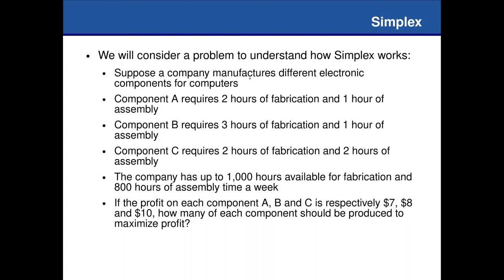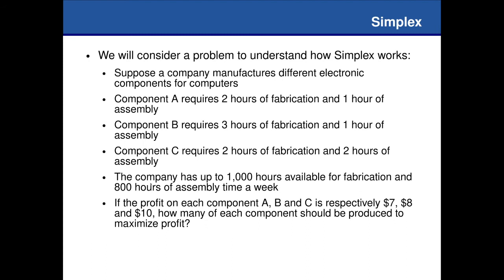We have a company that manufactures different electronic components. Could be for computers or for whatever. Consider we have components A, B, and C. A requires 2 hours of fabrication and 1 for assembling it. B, 3 hours of fabrication and also 1 hour for assembling it. And component C requires 2 hours of fabrication, but it requires 2 hours for assembling it.